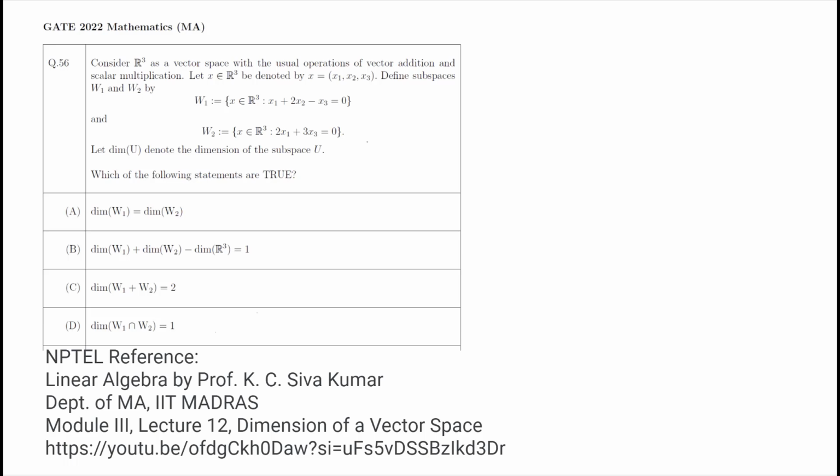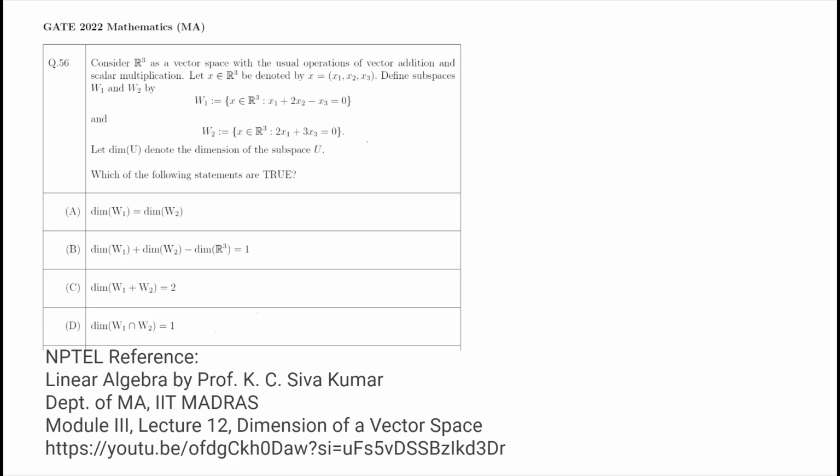The problem is from GATE 2022 mathematics paper, question number 56. The problem is: consider R cube as a vector space with the usual operations of vector addition and scalar multiplication. Let x belonging to R cube be denoted by the ordered 3-tuple x1, x2, x3.